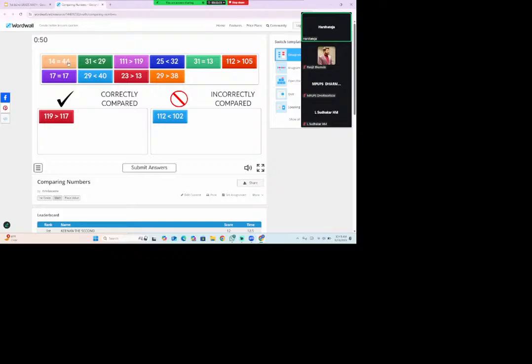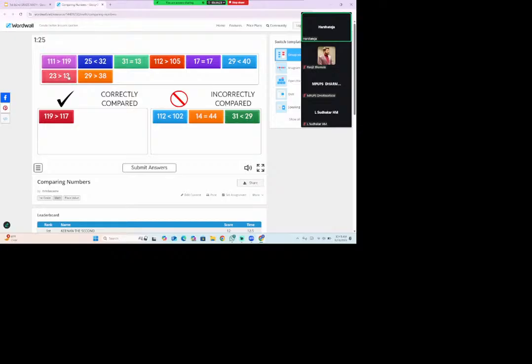14 isn't equal to 44. They have to be the same numbers, so you can already tell that it's incorrect. The tens place is not equal to the other number. 31 is less than 29. So tens place 3, tens place 2. So 29 should be less than 31. However, the teeth should be pointing towards 31. So we know this is also incorrect.